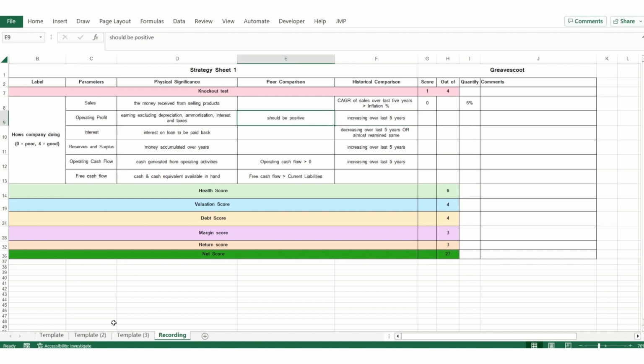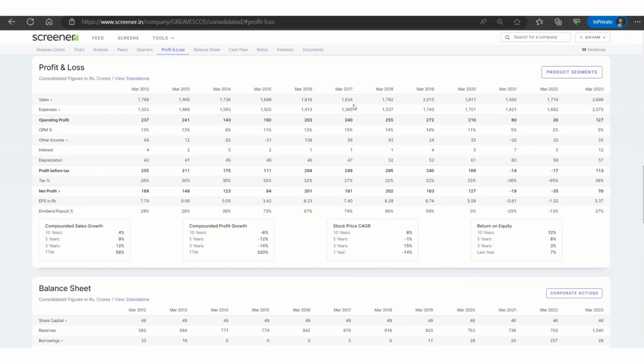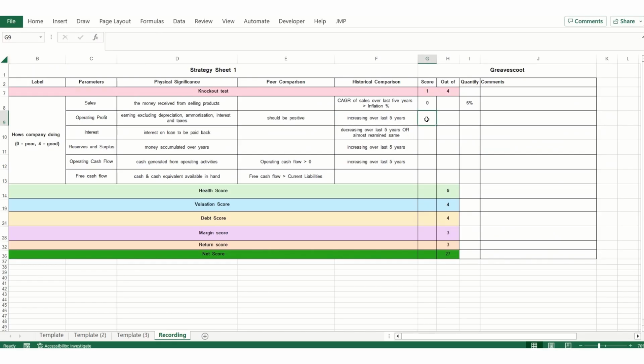Okay. So let's go to our screener.in again, and the operating profit in March 2023 has been 127 crore. So it is positive. Now, is it increasing over the last 5 years? We can see in March 2019 it was actually higher, and then it decreased, and then again it has increased. So it's like a U, but even this increase is less than what they made in March 2019. So we are going to say that it has not increased, so this value again becomes 0.